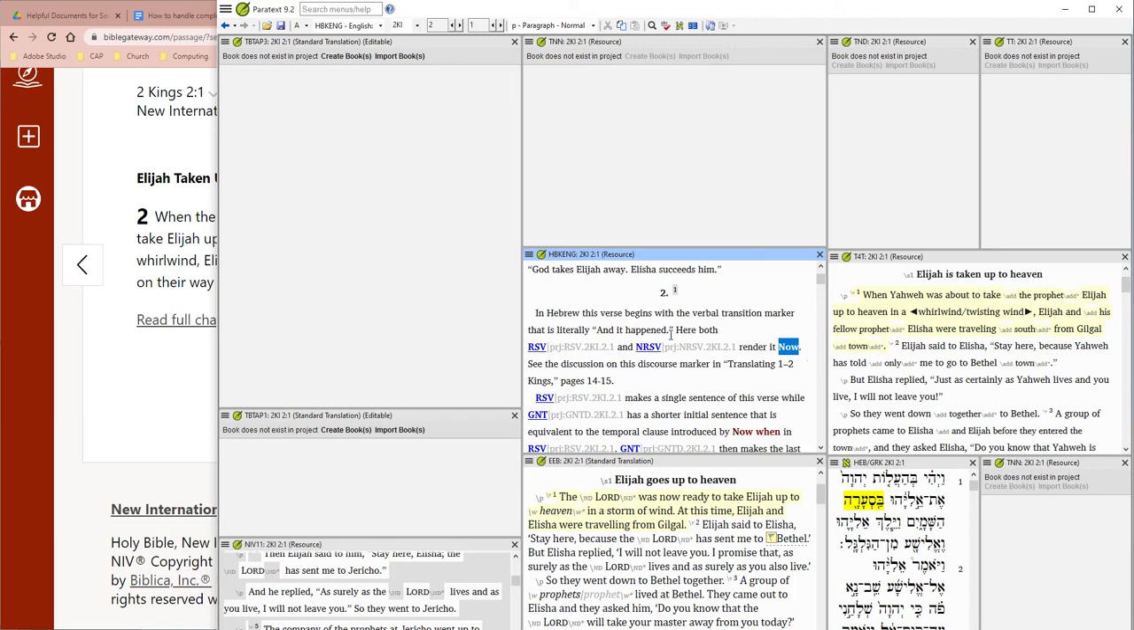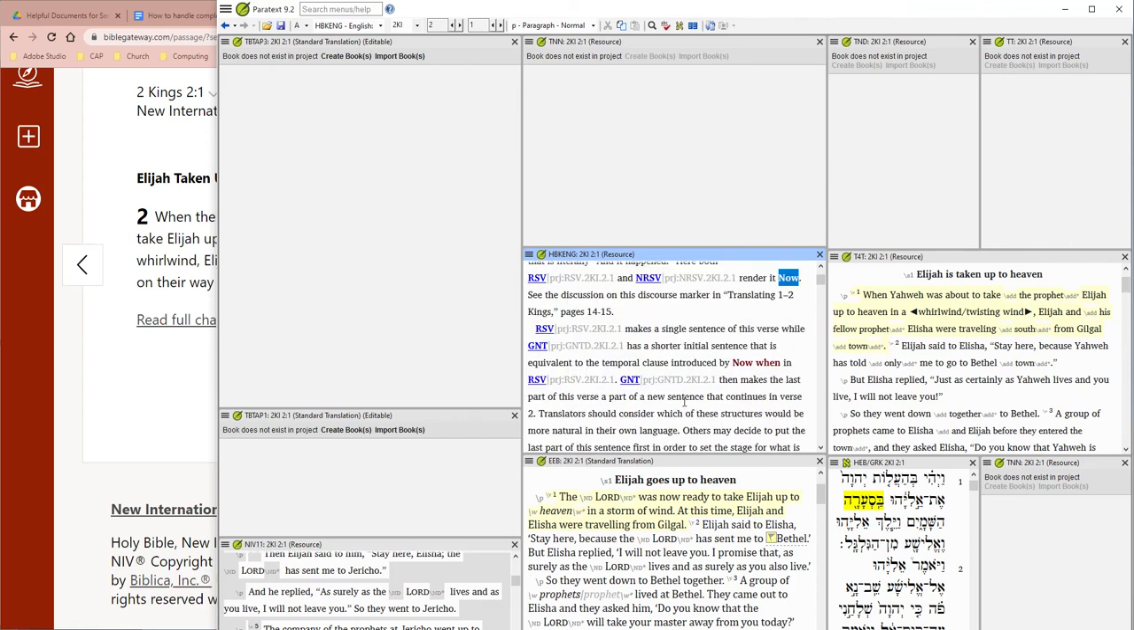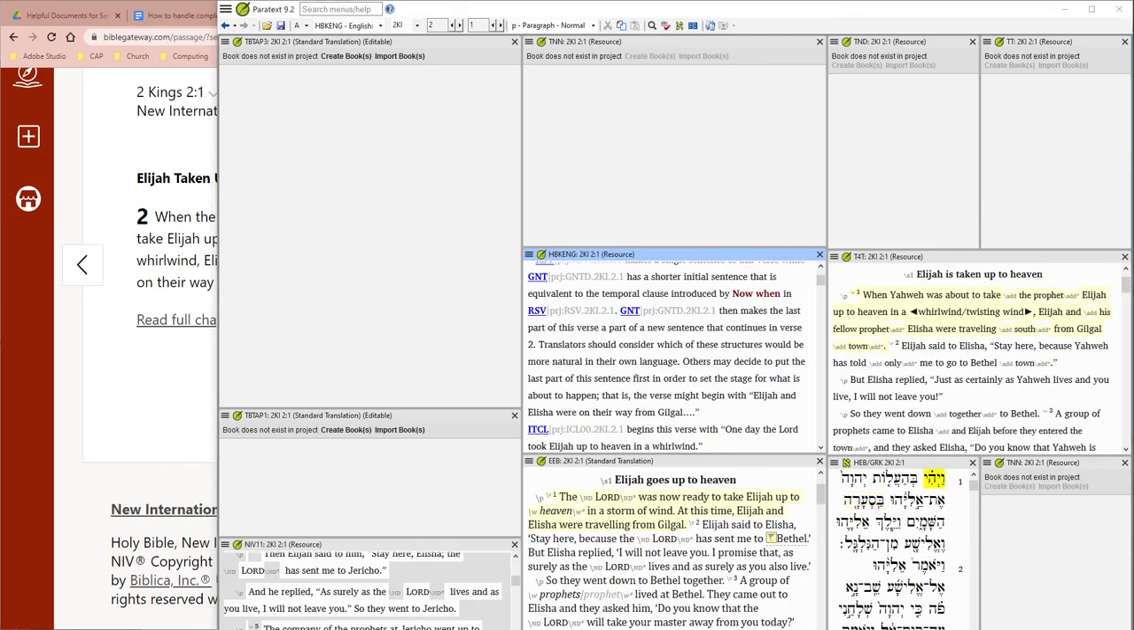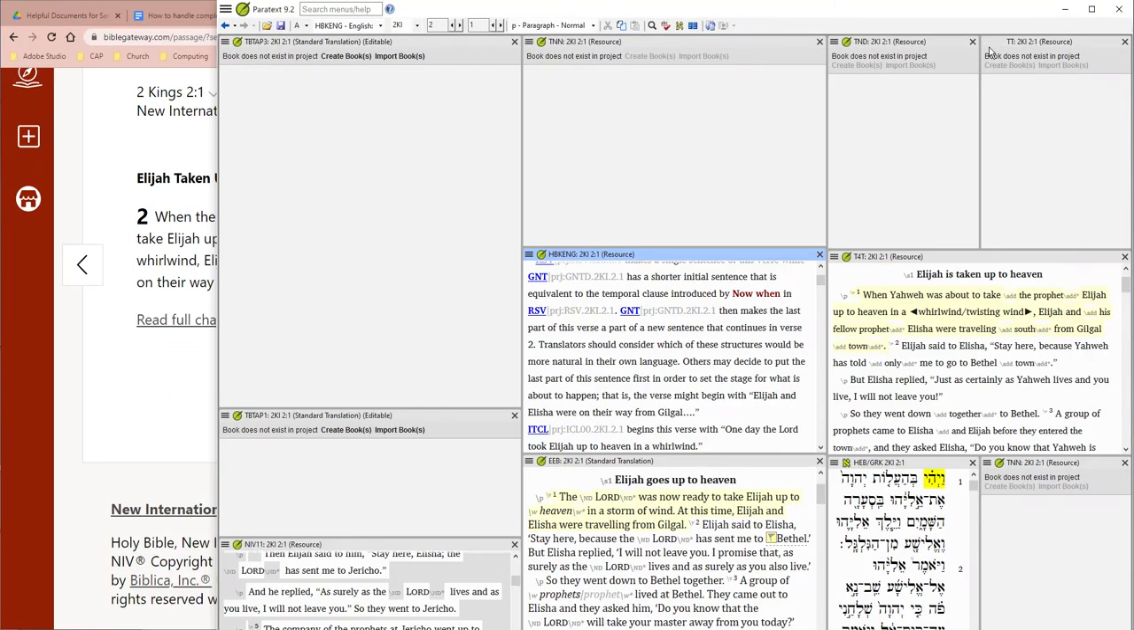And it happened. I'm going to use the suggestion, and they suggest that I look up how to handle this discourse marker. I actually did that. So I went to the translator's handbook for 2 Kings, which I got out of the translation workplace. And so it says that English translations, we don't have a way of expressing this in our system. It says many modern versions omit it, and that's what I'm going to do. So I'm not going to express that, and it happened.